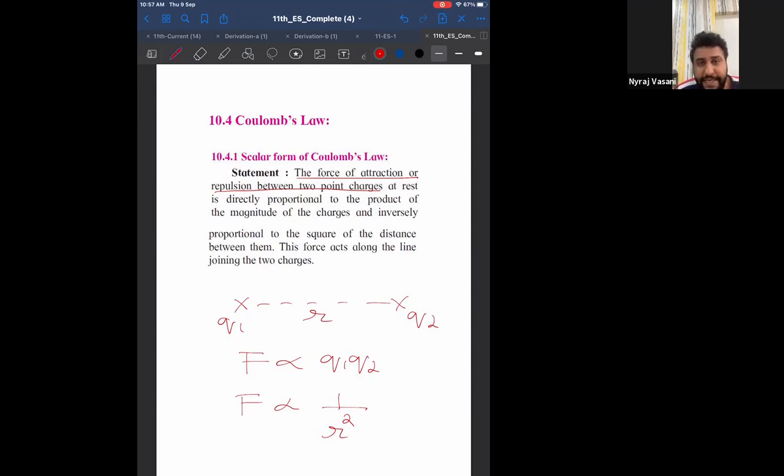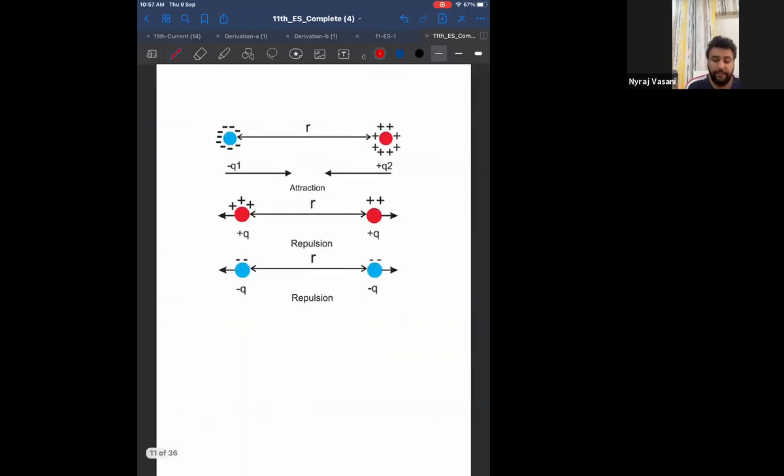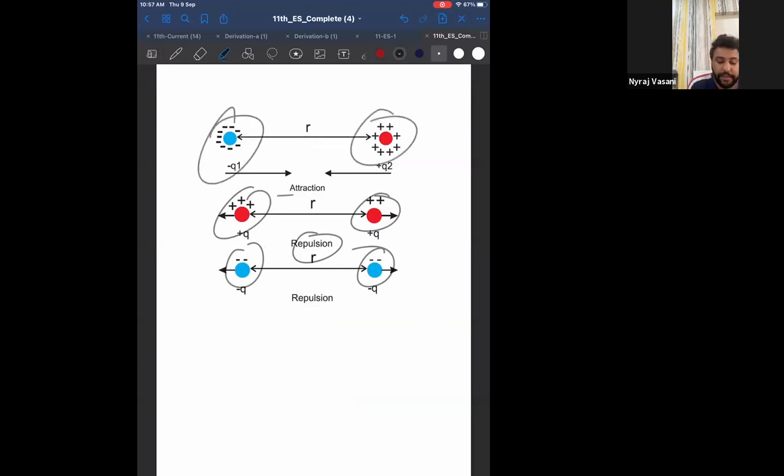Because we have studied in school that like charges repel each other, and unlike charges attract each other. For example, if the two charges are like charges, that means if both are negative, there will be repulsion, and if both are positive also, there will be repulsion. But if one is negative and another one is positive, there will be attraction. You know this already from school.